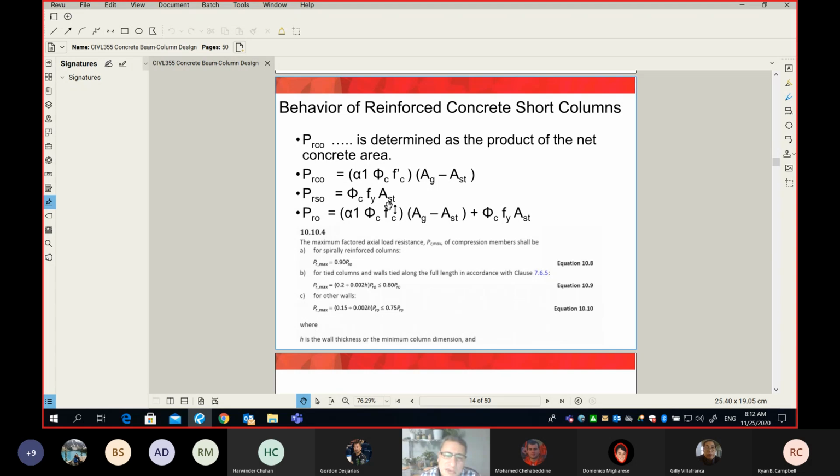And then finally, your column can take both of them. You need to add whatever is carried by the vertical bars plus whatever is carried by the concrete core, and this will give you your final resistance.